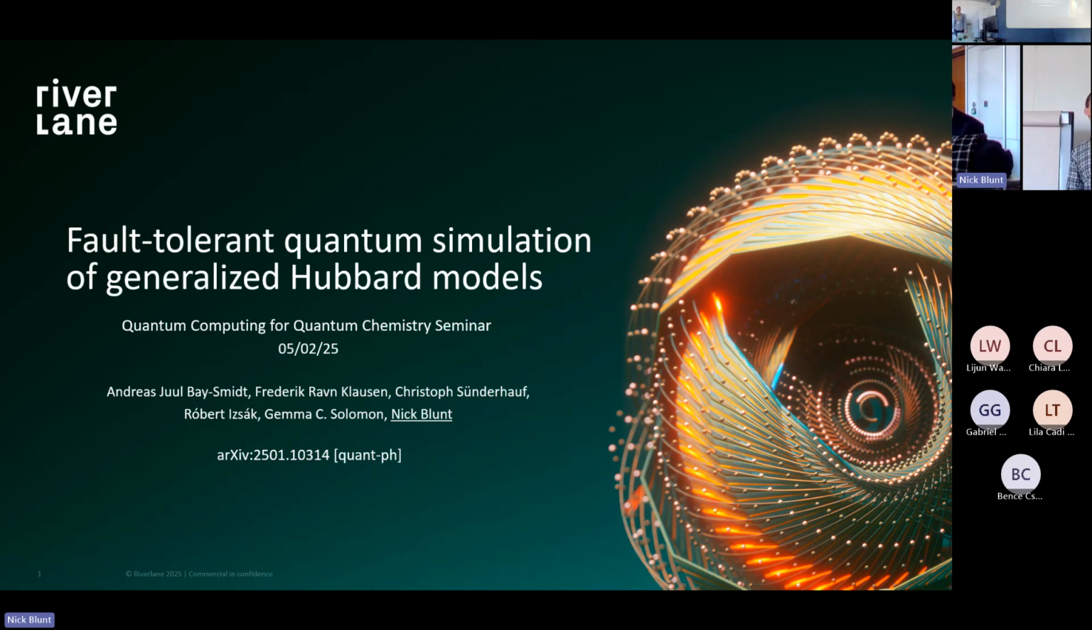So in the first 20 minutes or so, I will give some motivation and a kind of general introduction to trotterization. And then in the rest of the talk, I'll speak about trotter schemes specifically for the Hubbard model and about the scheme that we introduced in this paper.